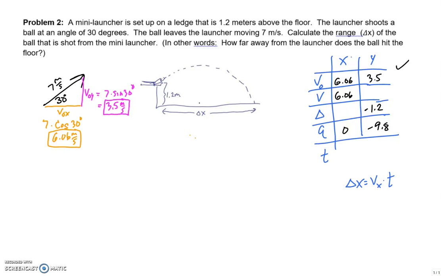It's a quick solution if we know everything about horizontal. If we want to know how far it goes, we multiply horizontal velocity by time. We do know the horizontal velocity, which is unchanging. We do not know the time, so we can't use that right now.